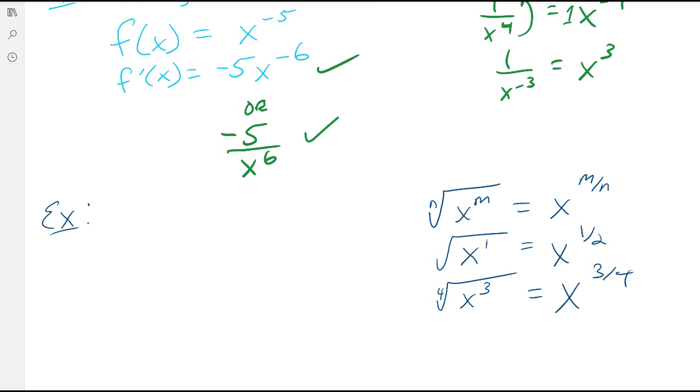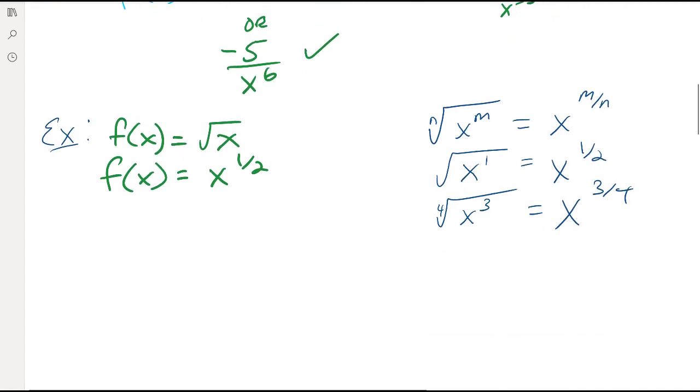So, for example, suppose f of x is, let's just do a basic one, square root of x. In order to take this derivative, what I'm going to do is I'm going to rewrite my square root of x for the reasons we just discussed. It's going to be x to the 1/2 power. Okay? And now I'm ready to apply my power rule. The power rule says f prime of x equals, well, let's see what happens.